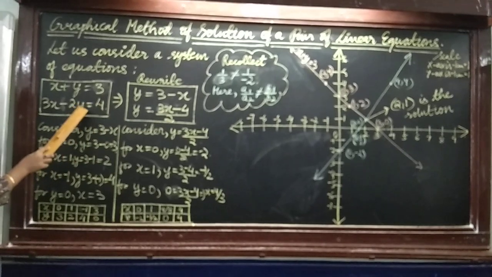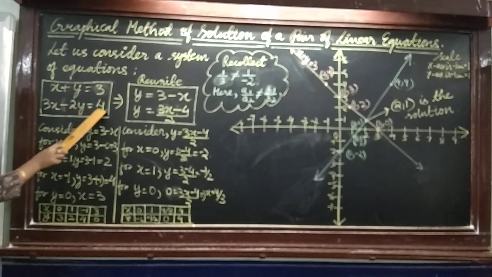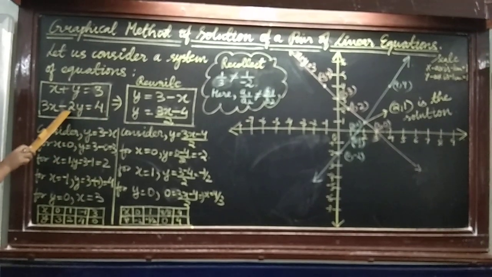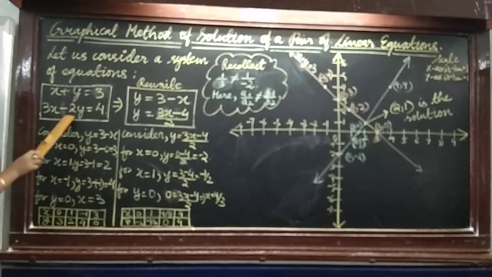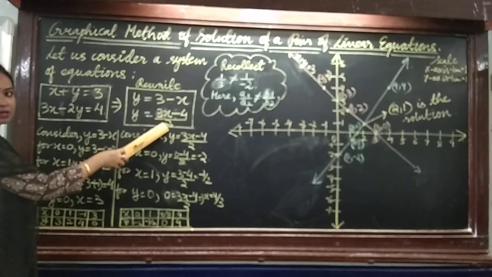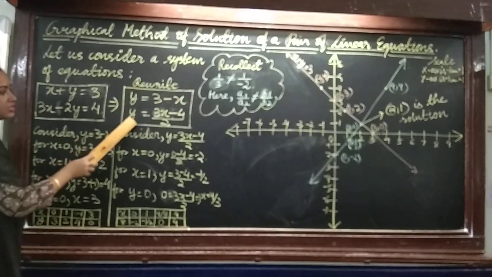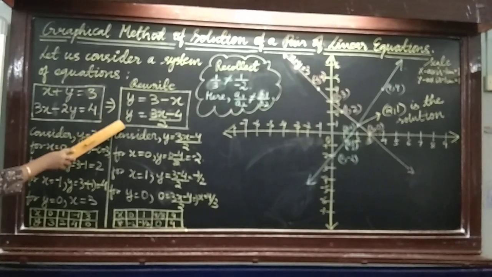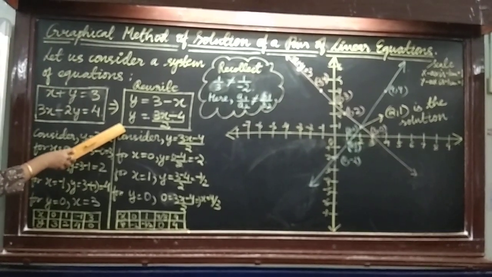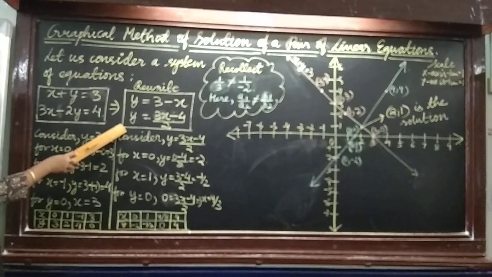How did I get this? I took the term y to the other side, brought this 4 to this side, so it becomes 3x minus 4. This 2 comes to the denominator, and finally this is what I get, right? And now to proceed with the graphical solution, the first and foremost way is to proceed one by one. No need to take the pressure of two equations simultaneously. It is always good to plot one by one.